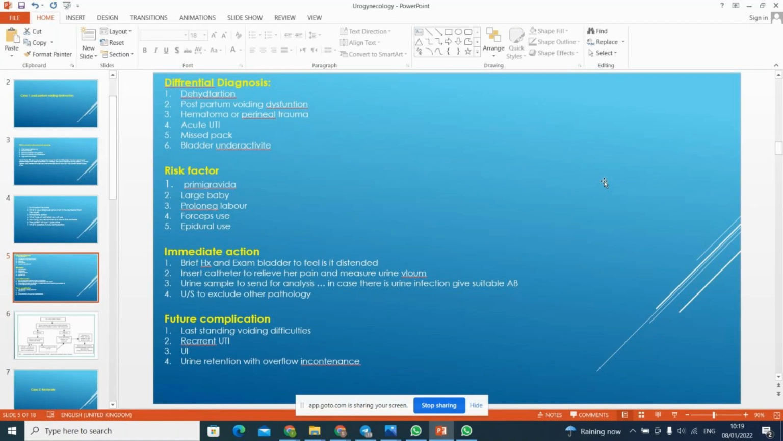The risk factor, you mentioned it very well. The epidural use is a very important cause, as it can sometimes cause bladder paralysis, and this could last with the patient from 24 hours to 48 hours, and it relieves after that. The immediate action was brilliant, and the future complications, all of these points you covered very well.